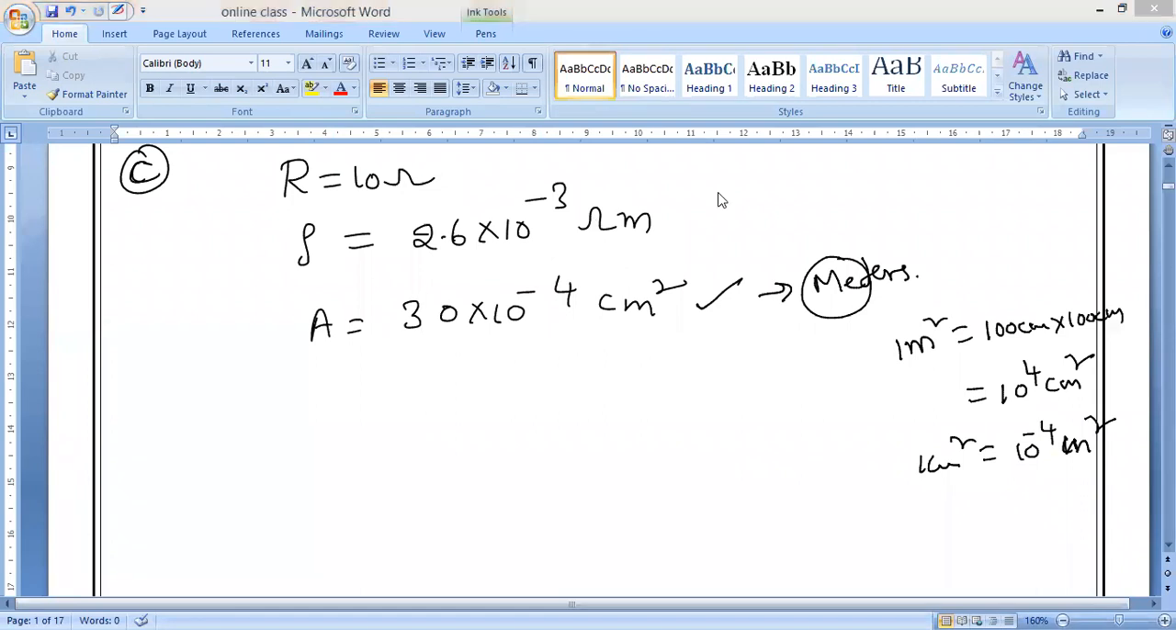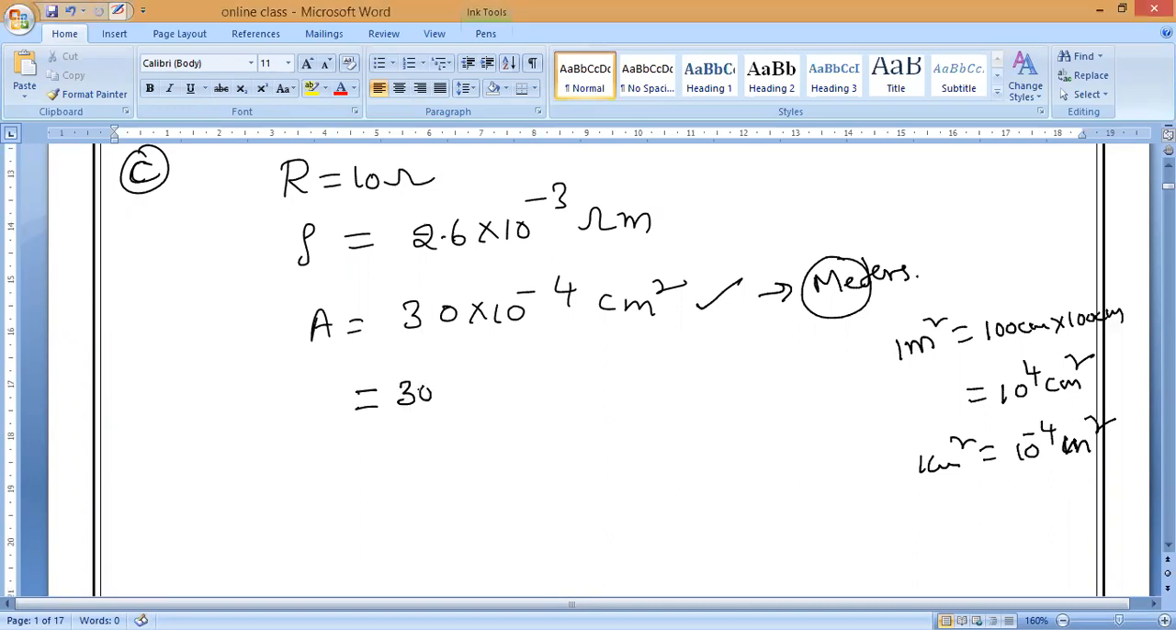Kevin, wrong answer. They are asking the length of the wire. So be very careful, check the answer carefully and tell me. In place of that, I can write area of cross section 30 into 10 power minus 4. My sincere request, with these questions don't be in a hurry. If you are in a hurry with these questions, 100% you are going to make mistakes. I'm sure of this. Kevin, once again verify your answer.